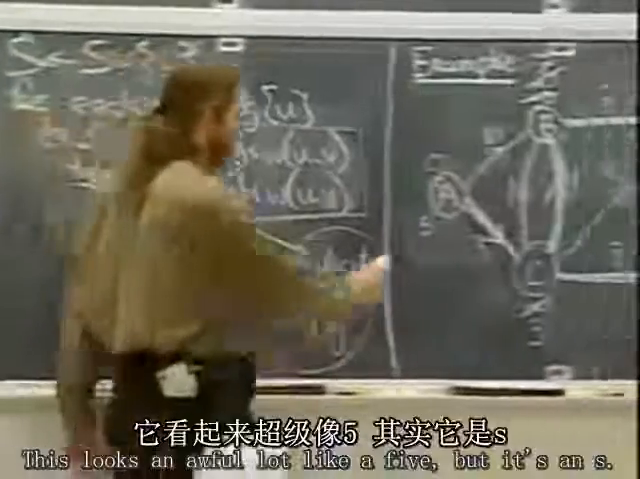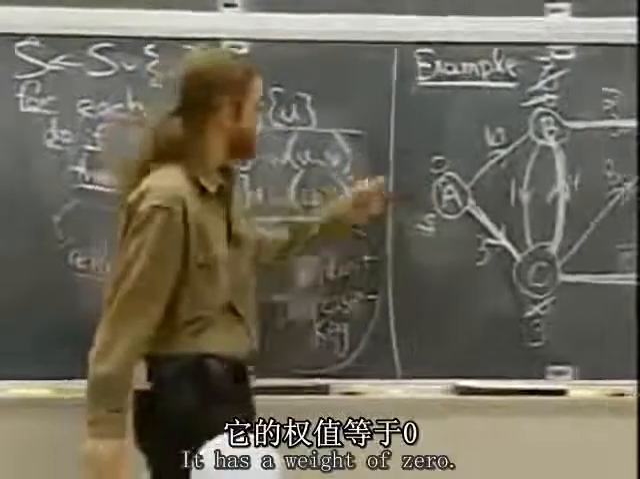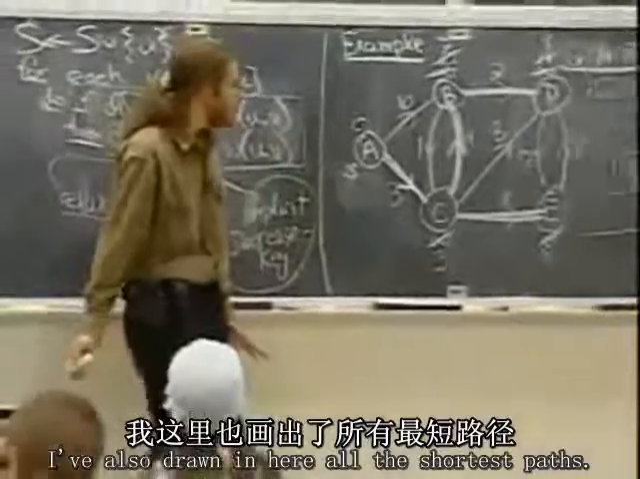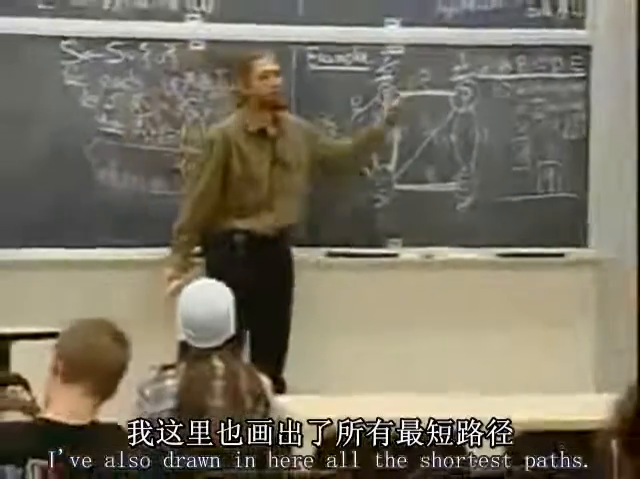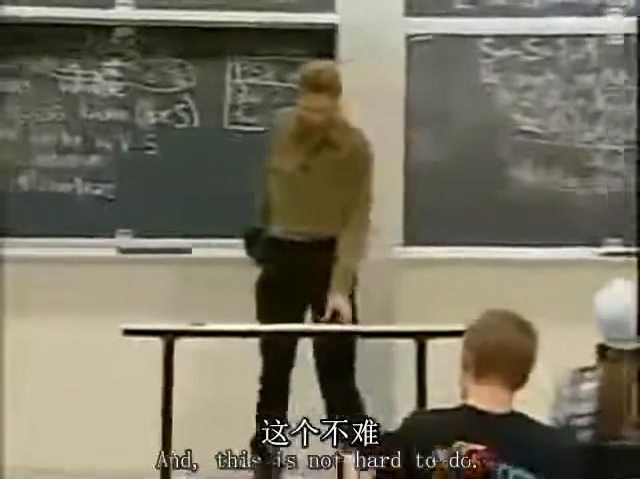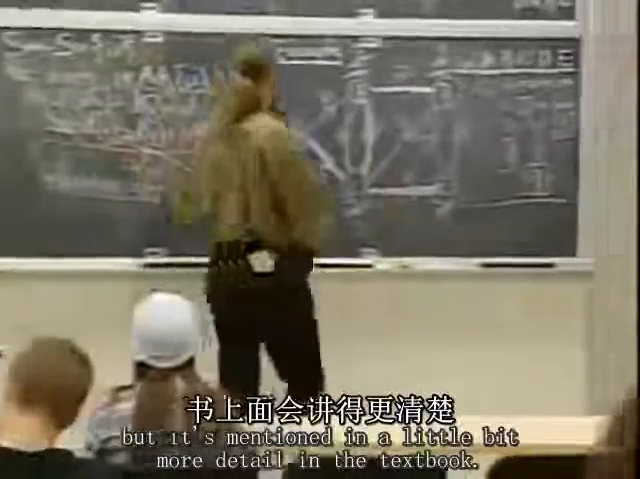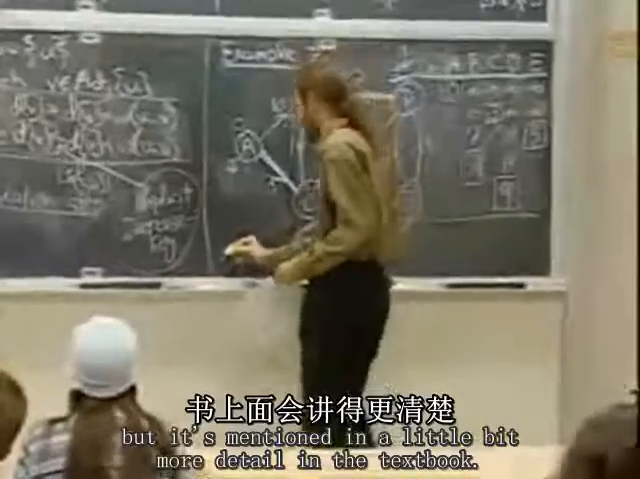Okay, this looks an awful lot like a 5, but it's an S. It has a weight of 0. Okay? I've also drawn in here all the shortest paths. And this is not hard to do. We're not going to talk about it too much in this class, but it's mentioned in a little bit more detail in the textbook.